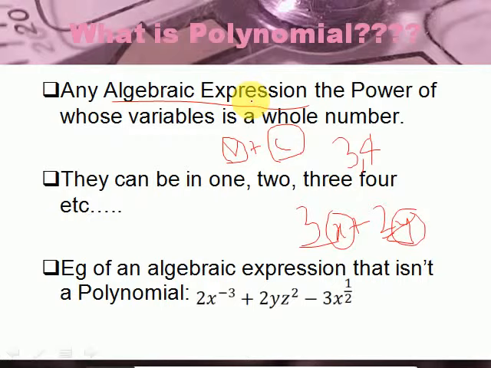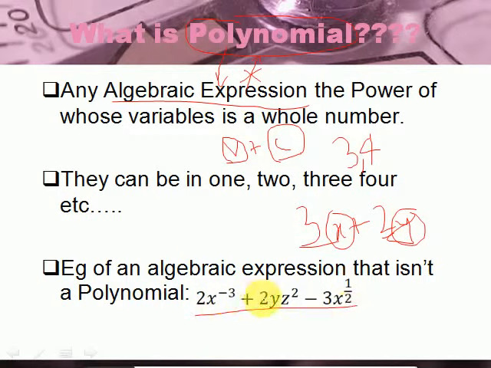So now, an algebraic expression, the power of whose variable is a whole number, is known as a polynomial. See, every polynomial is an algebraic expression, but every algebraic expression is not a polynomial. And one such example of an algebraic expression which is not a polynomial is this.